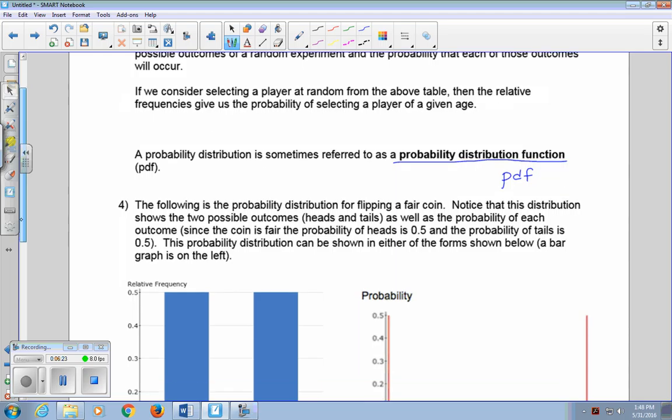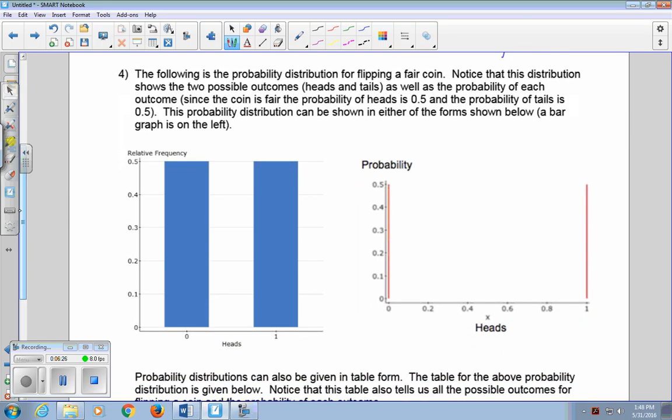The following is the probability distribution for flipping a fair coin. Notice that this distribution shows two possible outcomes. You can either flip a heads or a tails, as well as the probability of each outcome. Since the coin is fair, the probability of heads is 0.5 and the probability of tails is 0.5. So here we have heads coded 1 or tails coded 0, and both have the relative frequency of 0.5.